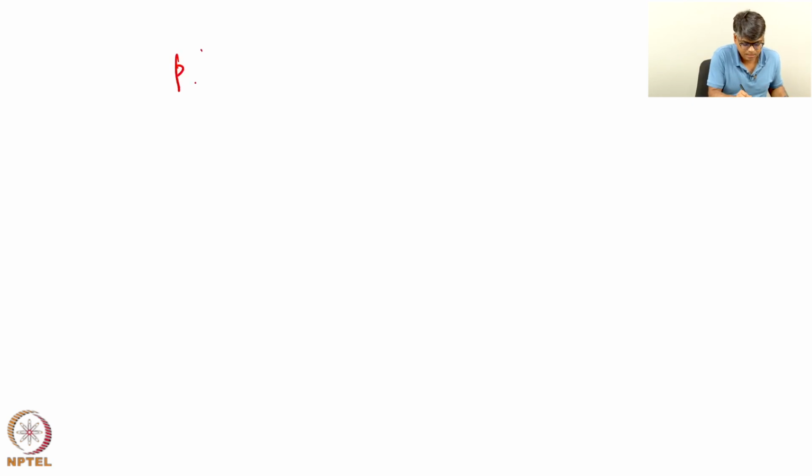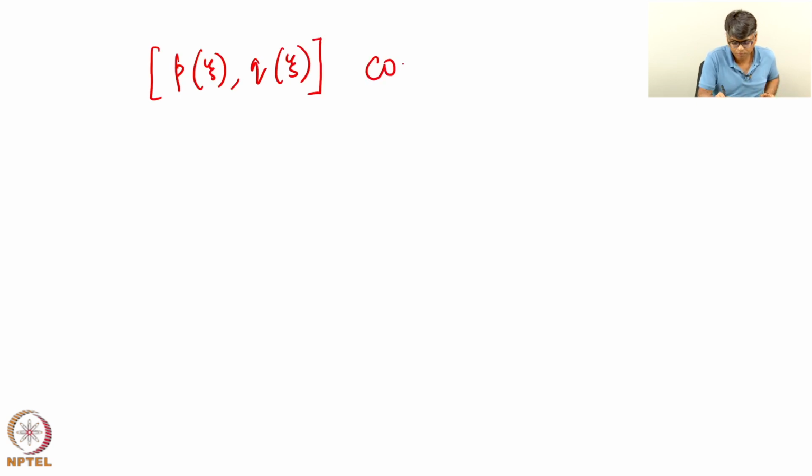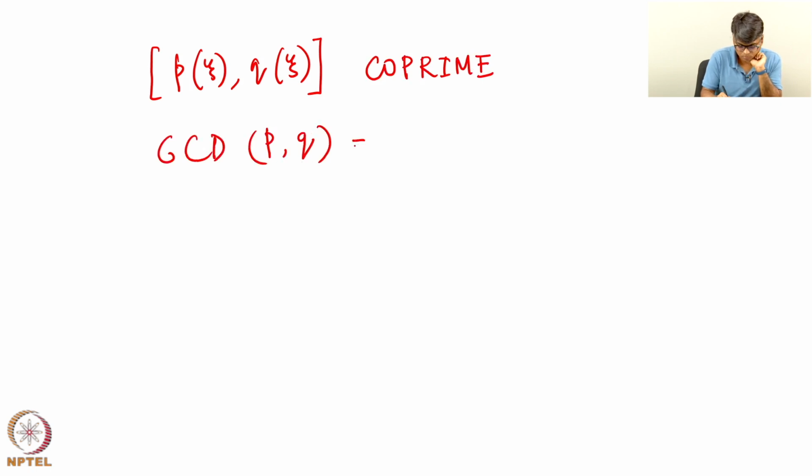recall P psi and Q psi, this is co-prime, right? We have assumed that this is co-prime. That means that GCD is 1. Now, once again go back to the Aryabhatta-Bezout identity. What does it say?